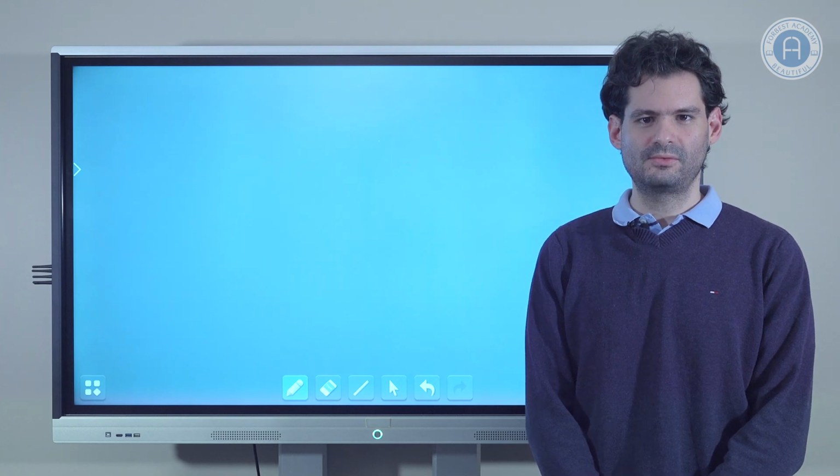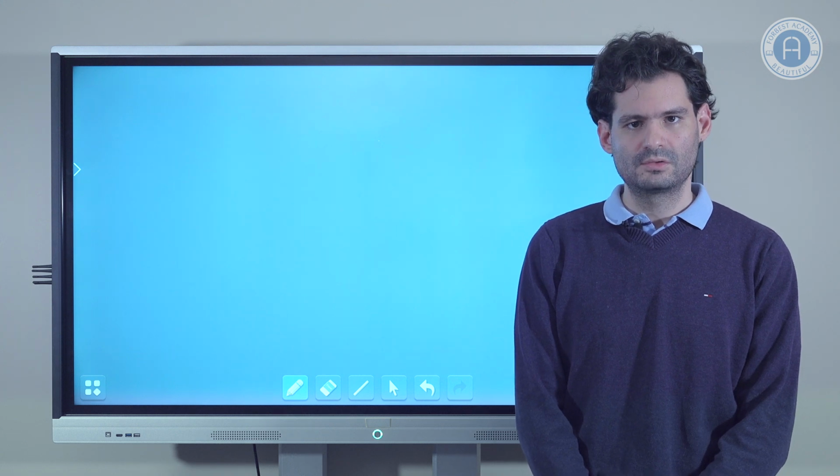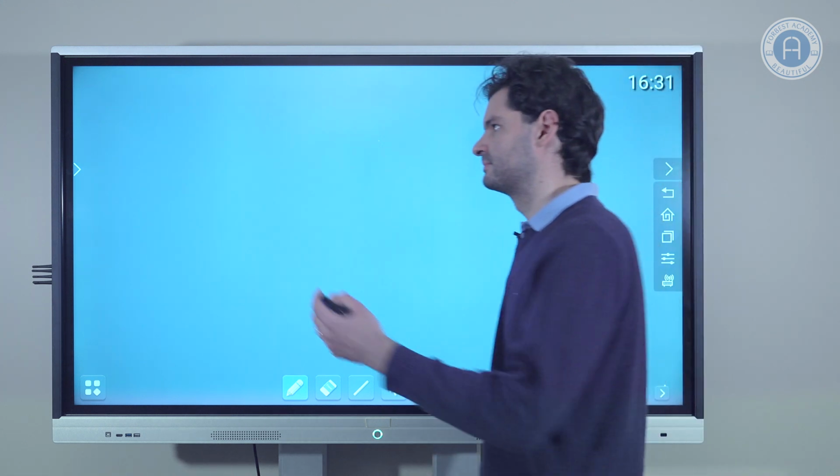The question says as follows. A circle whose center is at (6, 8) passes through the origin. Which of the following points is not in the circle? And those are the choices. Okay, so to do this problem, let's just do a little diagram.